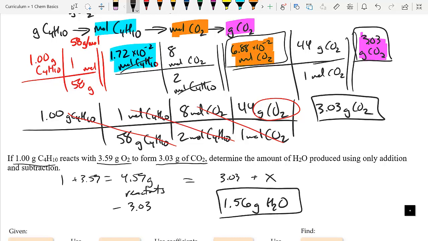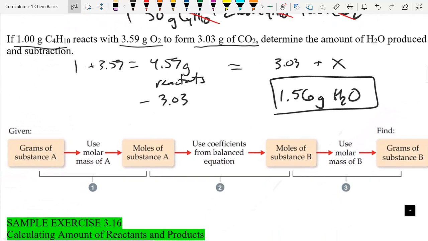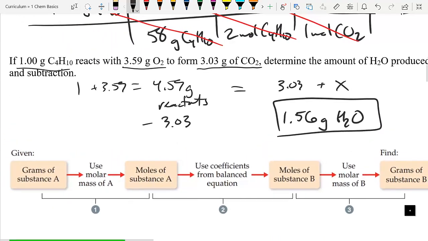So you don't have to go through this full conversion setup a second time if you know enough information in the problem. Now, just to summarize that idea, if you have grams of some substance, use the molar mass to find moles of that beginning substance first. Once you've done that, use your coefficients in the balanced equation to go from moles of the first to moles of the other substance. Finally, to get back to grams, use the molar mass of that second substance.